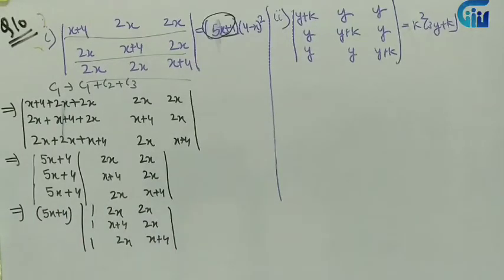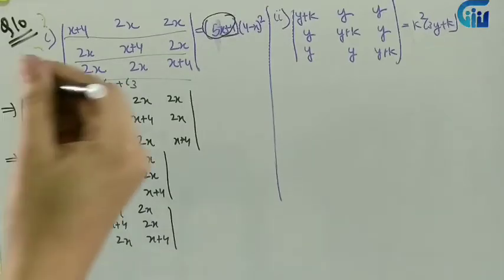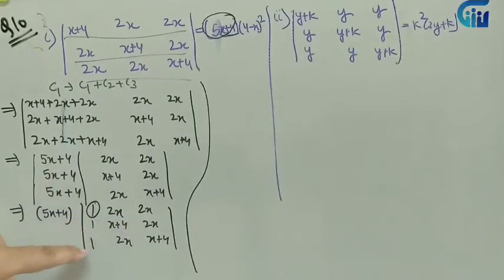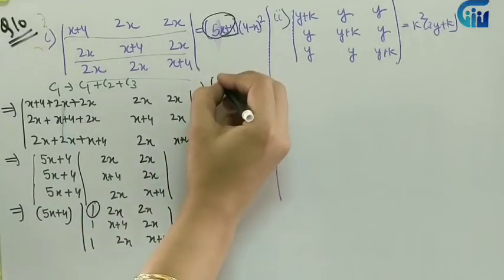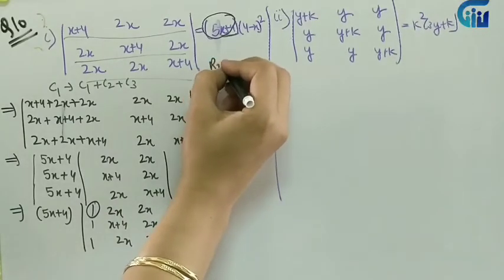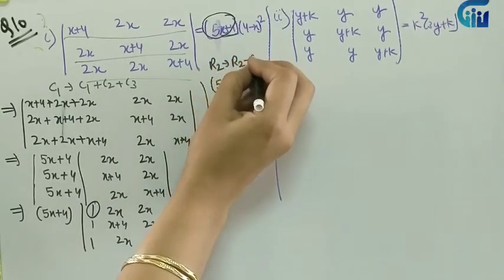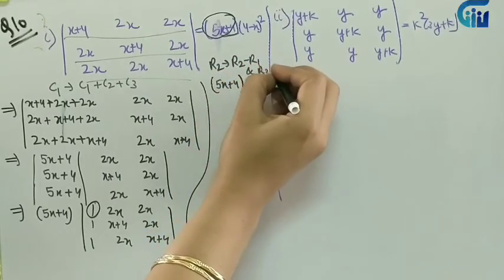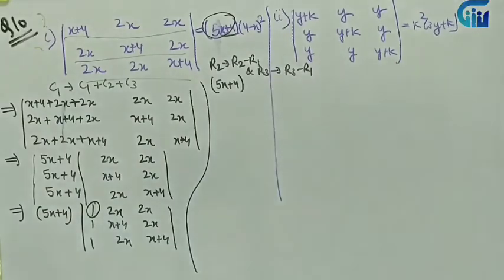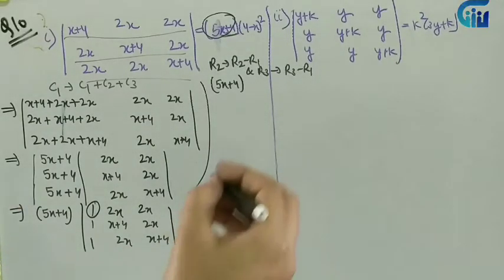Once I have 3 ones, making them 0 is very easy. The same operations I will apply. What are the operations? As I said earlier, we will fix this, so we will make these two zeros. So this is 5x plus 4. What operation will I apply? I will say R2 such that R2 minus R1 and R3 such that R3 minus R1. From R2 I will subtract R1, so I will get 0. Similarly from R3 I will subtract R1, I will get 0.